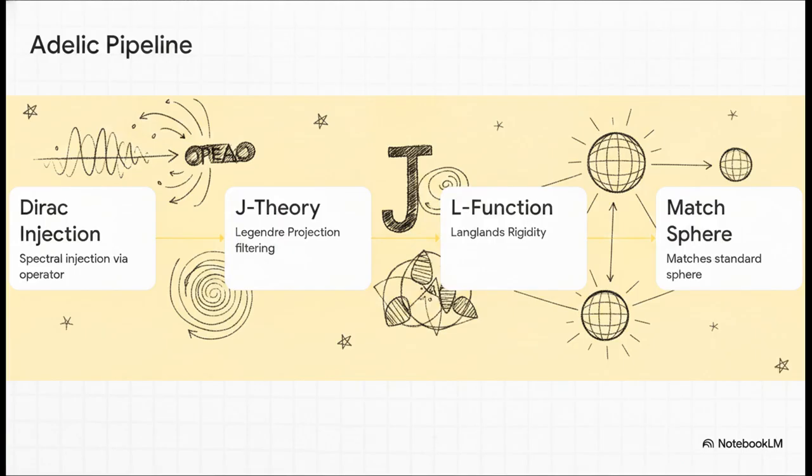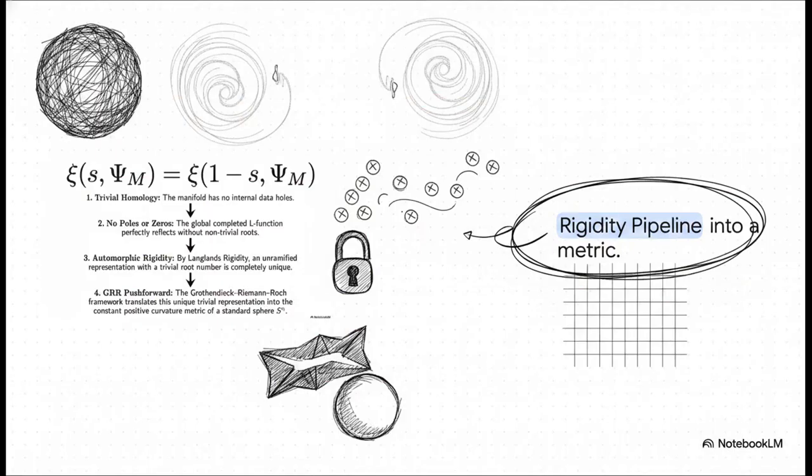This exact sequence leads us to a pretty inevitable conclusion. Let's walk through how this works. We start with the homotopy sphere, a manifold with 0 internal data holes. Because it has no holes, its global completed L function perfectly reflects without any non-trivial poles or zeros. And this is where the Langlands rigidity theorem steps in.